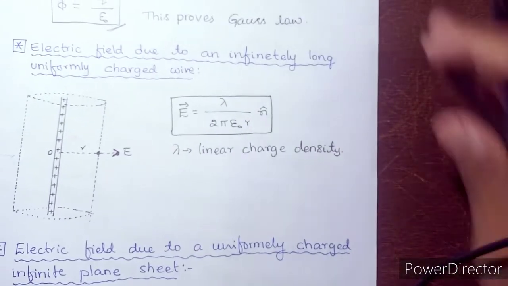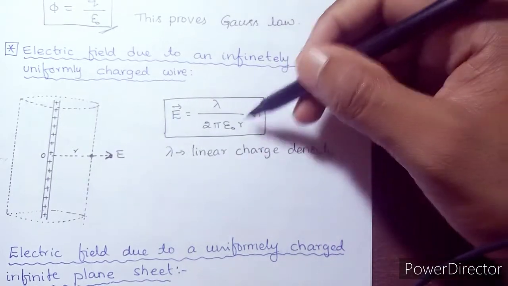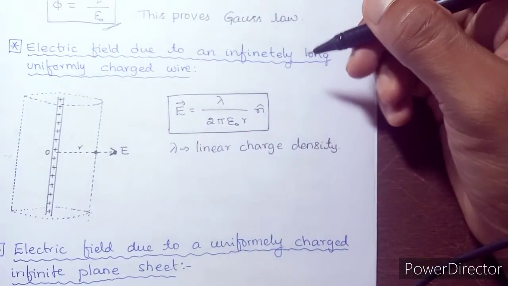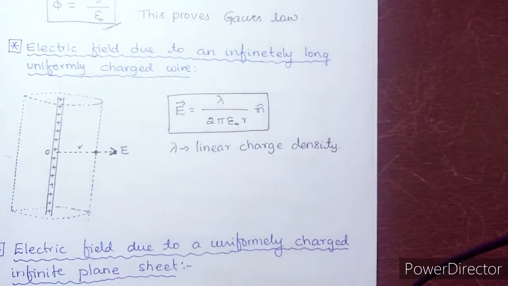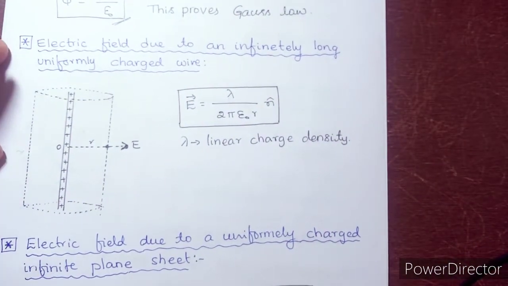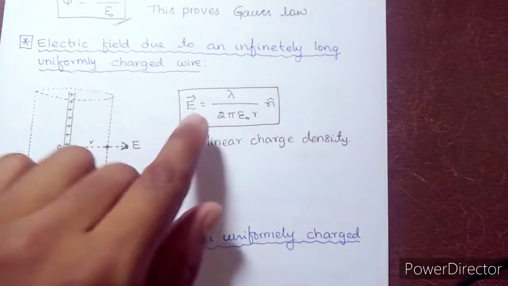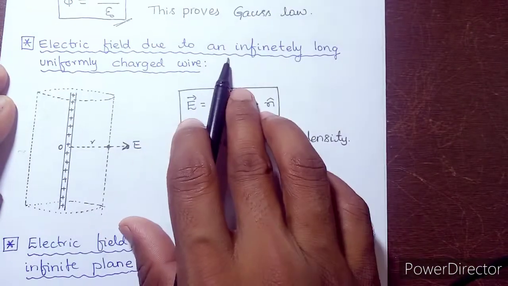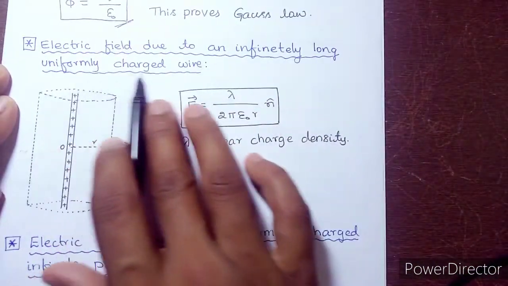Okay, so then we have the applications of Gauss law. In that, the first one is we have the derivations for this. So I'm not going to do that in this video. In the next video, I'm going to derive these expressions. Now I will just show you the expression for electric field that we have found by using Gauss law. So first application is electric field due to an infinitely long uniformly charged wire.